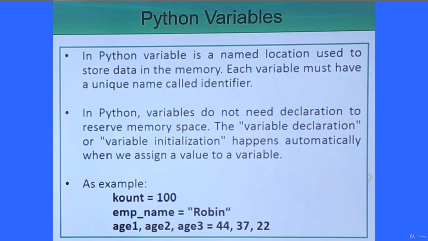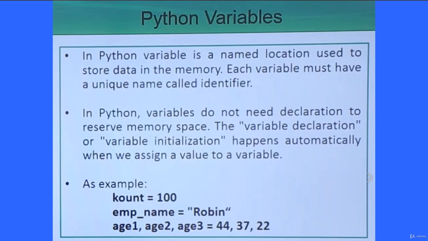So here we have the Python variables. In Python, a variable is a named location used to store data in the memory. Each variable must have a unique name called an identifier. Depending upon the data type of the variable, the number of bytes occupied will be decided, and the memory address of that memory block will have a name which is accessible from the programming code. That makes it easier for programmers to write their code.